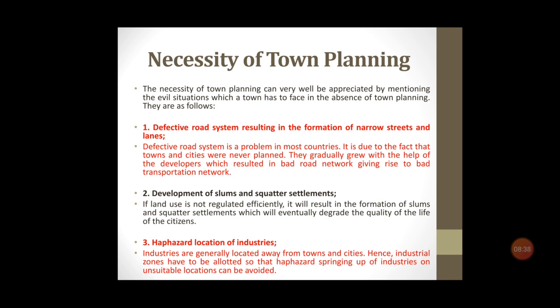The first is the defective road system resulting in the formation of narrow streets and lanes. The development of slum and squatter settlements within the city. Haphazard location of the industries, when industries must have been located within the periphery or outside the periphery of the city. But in some cases it may be located inside the city, or the development is such that the industry is nearby the residential area, which is not good as per the building bylaws also.